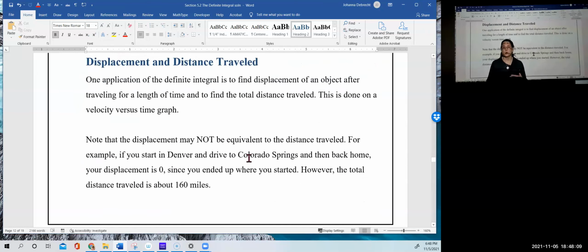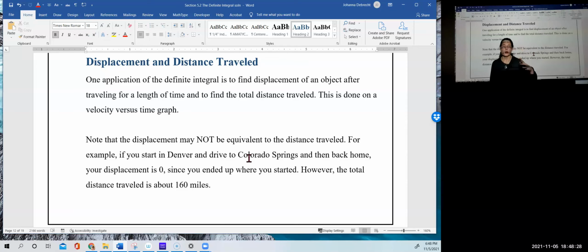What does this have to do with displacement and the distance that's traveled? Well, one of the applications of the definite integral is to find the displacement of an object that's been traveling for some length of time, and also to find the total distance that the object has traveled. Now, these are not the same thing.